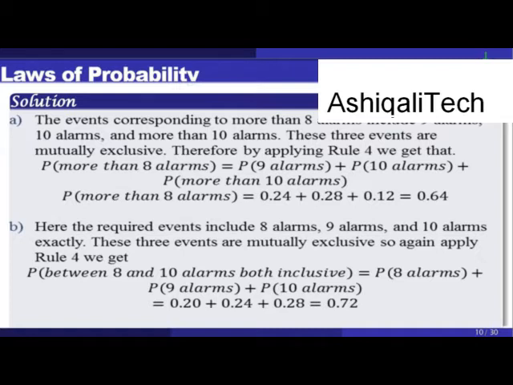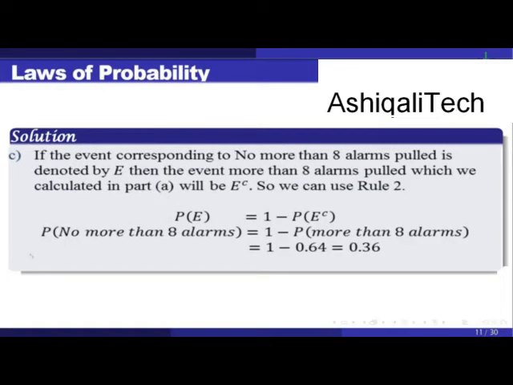So this will be equal to 0.20 plus 0.24 plus 0.28. So it is equal to 0.72. Dear students, now coming to the third part, if the event corresponding to no more than 8 alarms pulled is denoted by E, then the event more than 8 alarms pulled we calculated in part A will be its complement and it will be denoted by E complement.